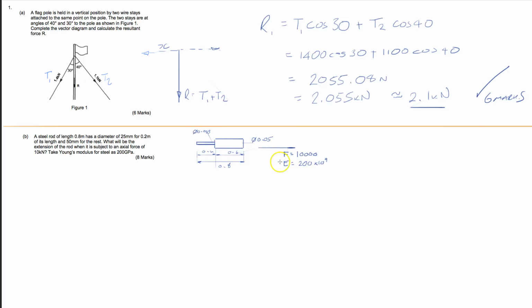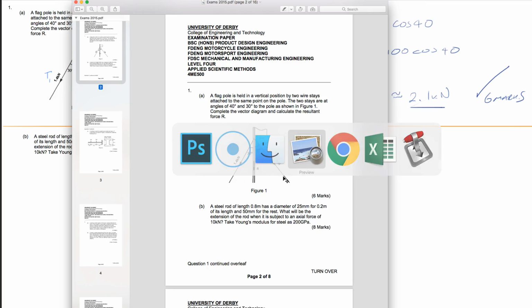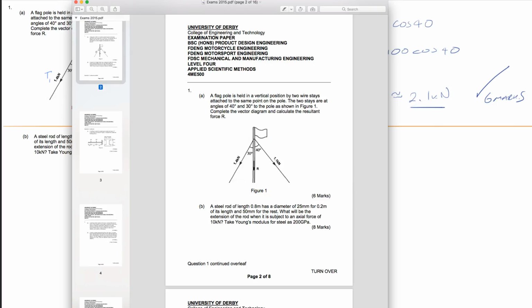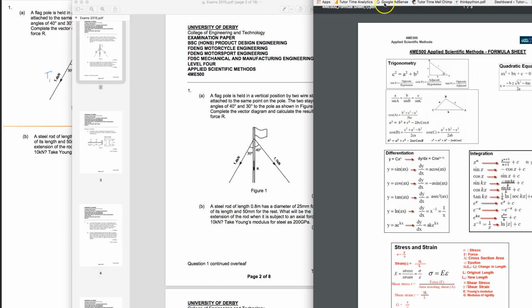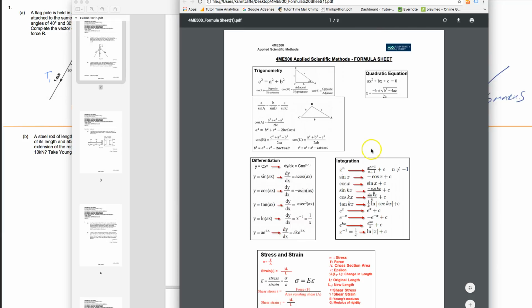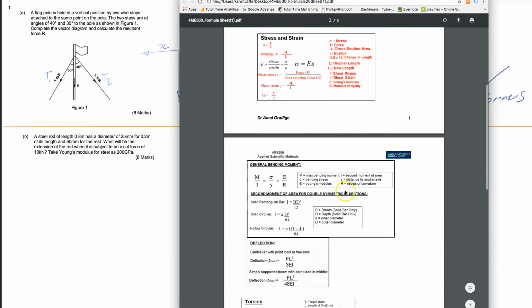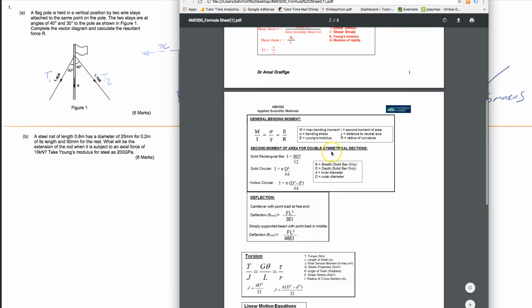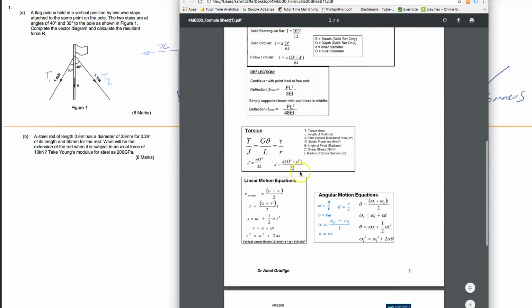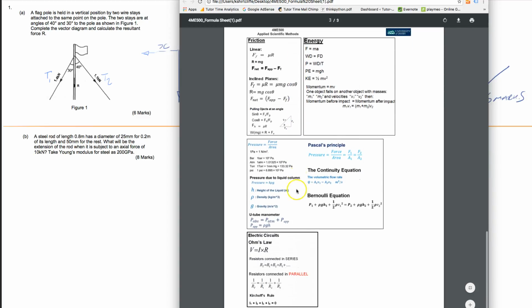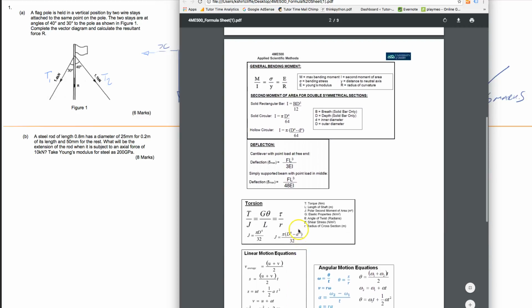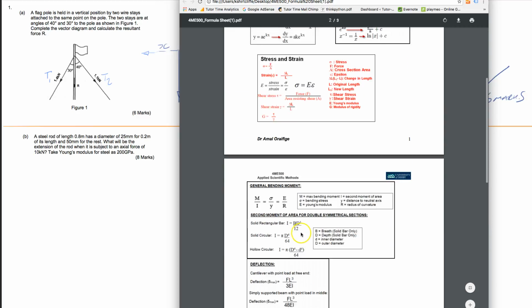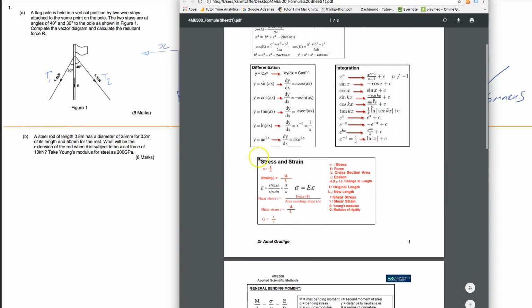Right then, I've got a good idea what's needed here because I see an E. So let's have a look at our formula sheet though. I'm sure I downloaded a formula sheet. There we go. Right, let's have a quick look. And this is the one that I recommend you take with you in the exam. We've got some stress analysis-type stuff here. Here we go, stress and strain.